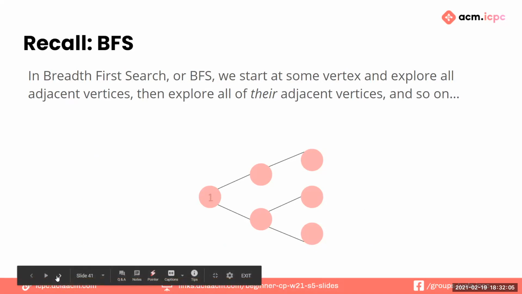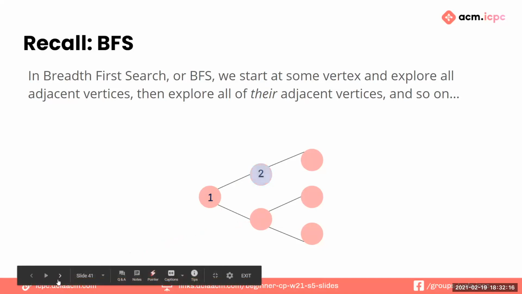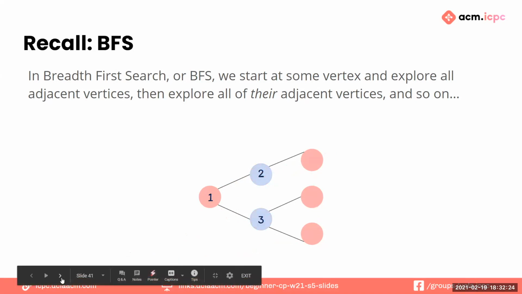So it's essentially going level order, starting at just some vertex. We start at 1, and then we go to all of 1's neighbors, which would be here and here. So now we have 2 and 3. We go to 2 and 3's neighbors then, so that would be this node and this node. So we'd go 4, 5, and 6.